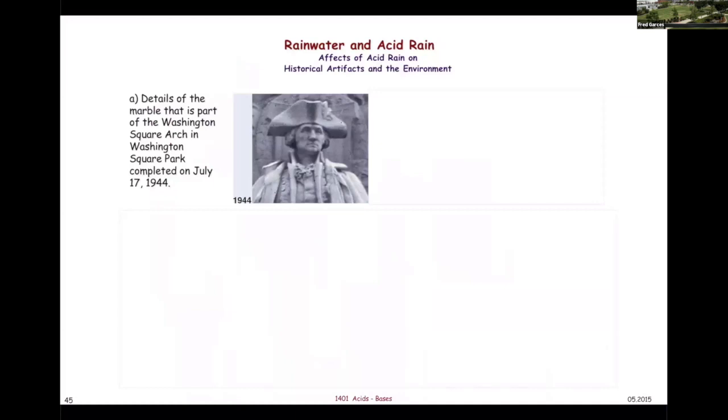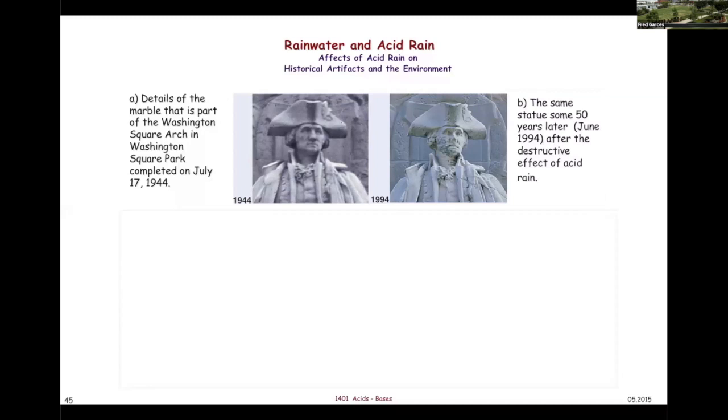So here are the effects of acid rain. This is my friend George back in 1944, in Washington Square Park. And this is him back in 1994. He's caught leprosy. The reason this happens is because marble statues are nothing more than calcium carbonate. Calcium carbonate is the same material that chalk is made of. If you ever take a piece of chalk and put it in vinegar, it'll dissolve.